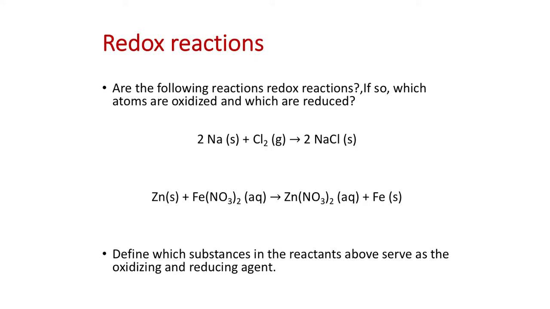Now, we want to use these oxidation numbers to help us determine if a given reaction is an oxidation reduction reaction or if it's not. And the way we can spot an oxidation reduction reaction is by spotting something being oxidized and something being reduced. And we can then hopefully identify which atom's being oxidized, which atom's being reduced. And then we can even define a slightly different word than we've used before in defining which substance serves as the oxidizing versus reducing agent. But we'll talk about this in a minute.